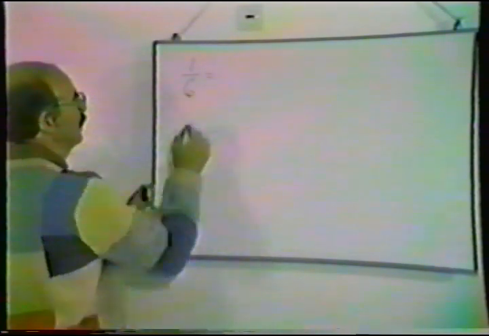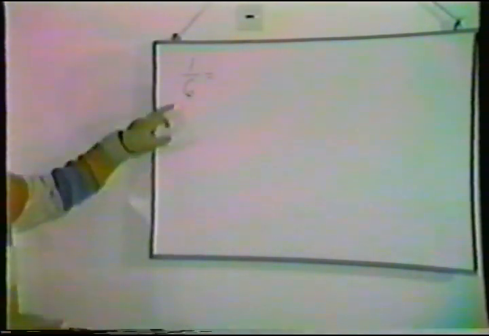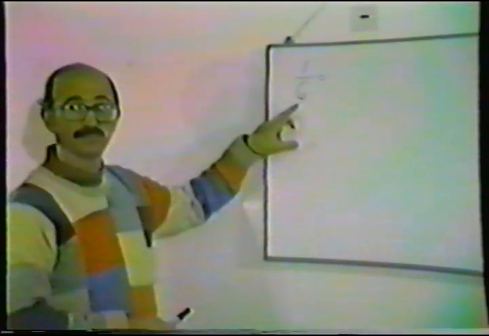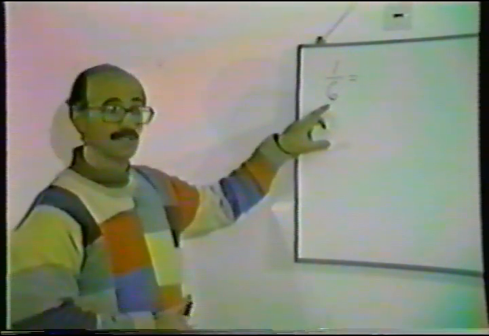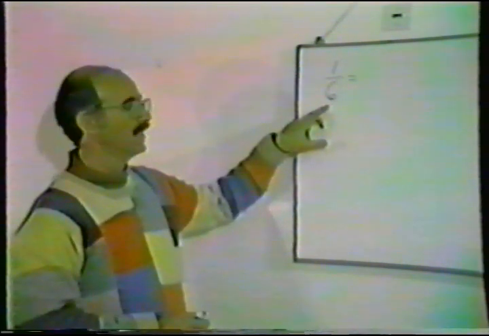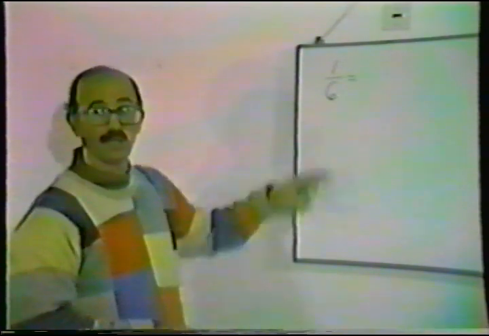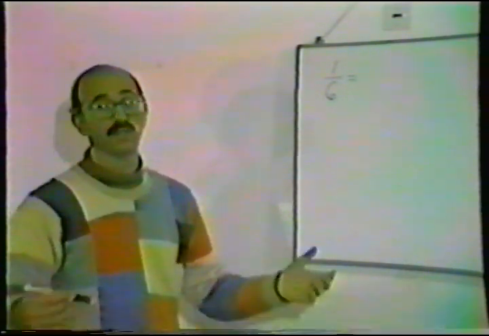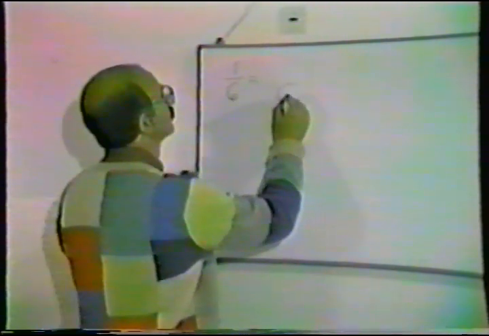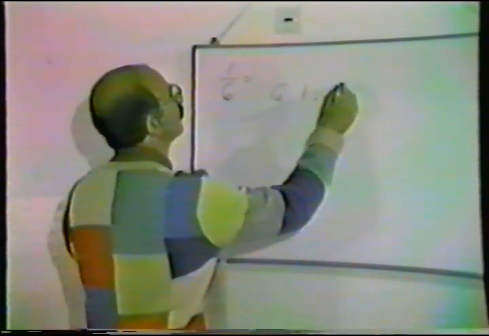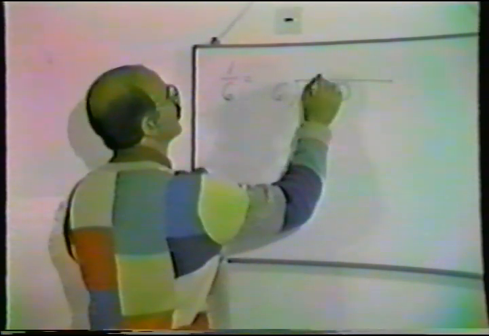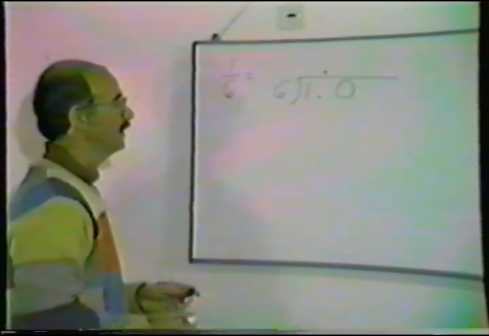1/6. Does it already have 10, 100, or 1,000 on the bottom? No. Can we make it 10 or 100? No. Can we reduce it? No. No, no, no. We have to divide bottom into top. 6 into 1.0, 0, and our decimal point in the answer before we begin.